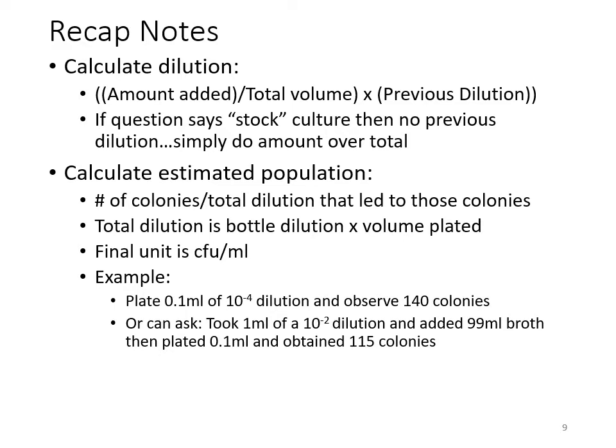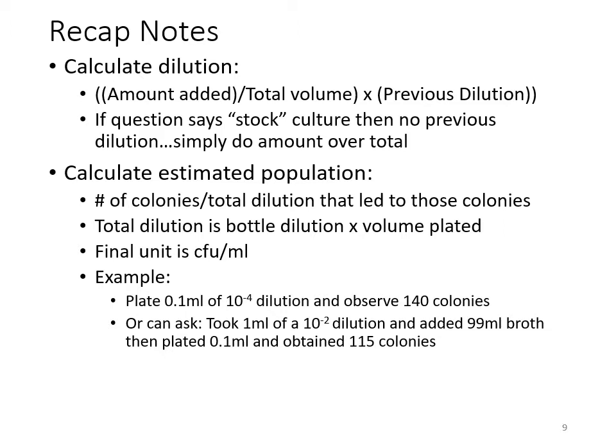I would just want to see that you know how to write 140 over 0.1 times 10 to the minus 4, making sure both of those are on the bottom of the fraction, and then writing CFU per ml. Now I could be even trickier and ask it the way that I have the second bullet point, which means that you would have to calculate the dilution as well, rather than be given a dilution.